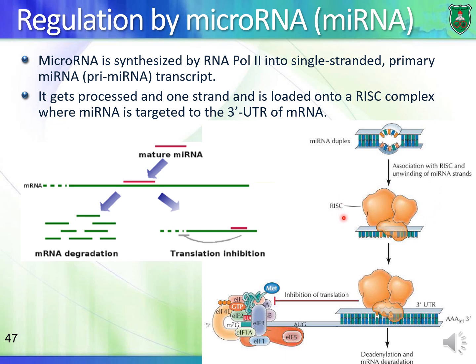RISC. It binds to the other strand, and this other strand can bind to the 3' untranslated region of messenger RNA molecules. So there has to be complementarity between the microRNA and the messenger RNA. Okay, particularly again at the 3' untranslated region of messenger RNA.